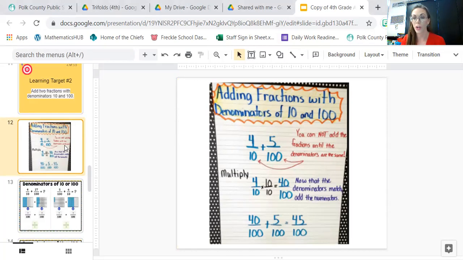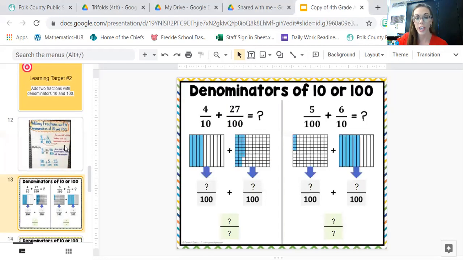So we can use what we learned about making equivalent fractions, and we can multiply the denominator and the numerator of the tenths to create an equivalent fraction. 40 hundredths is equivalent to 4/10. So we can use 40 hundredths and add 5 hundredths to get the sum of 45 hundredths. So let's look at your next slide.